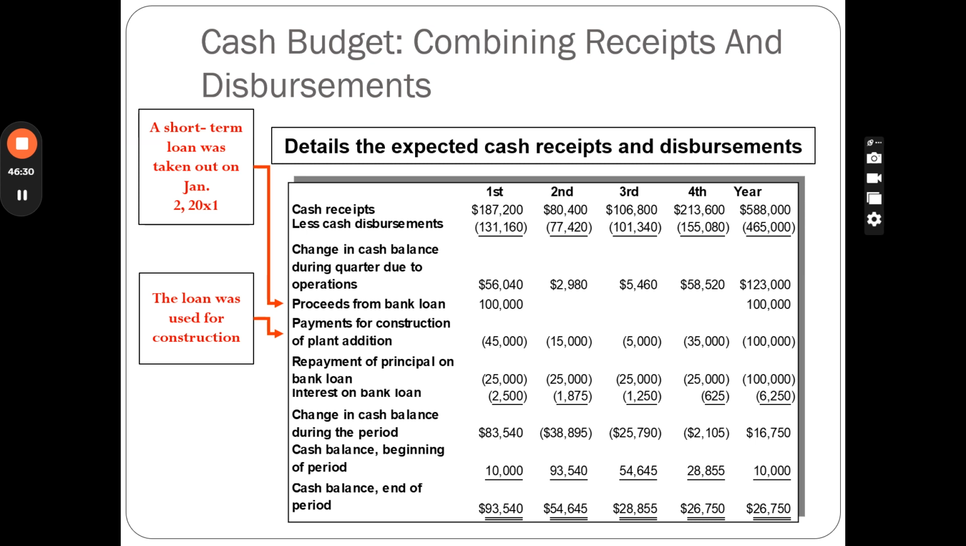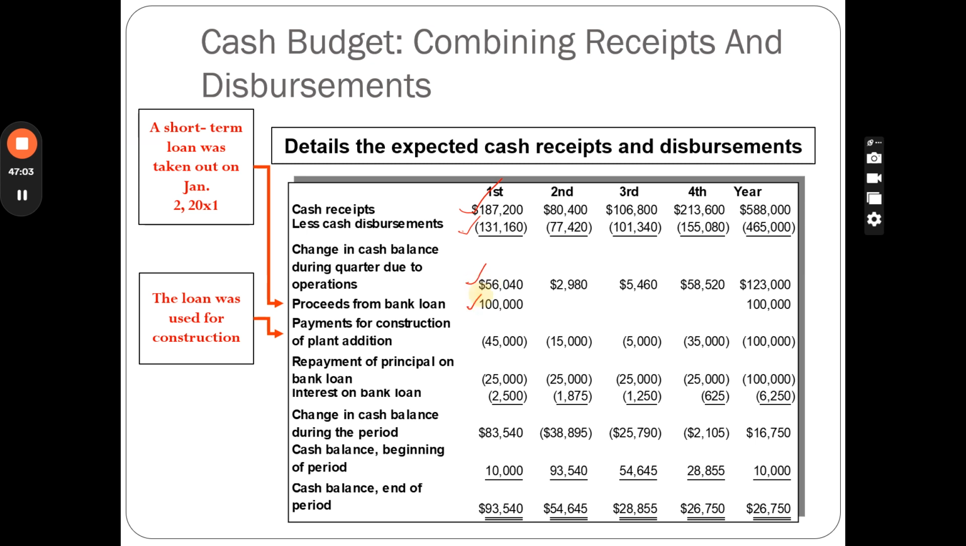Okay, so combining both of these, we will have a total cash budget. So first is the cash receipt budget, then the cash disbursement budget, and considering all that, you will have how much cash you are going to have by the end of the period. So cash receipt is 187,000 less the disbursement that we already calculated. So this is going to be the cash balance during the quarter due to operation. So this is the cash flow from the operation.